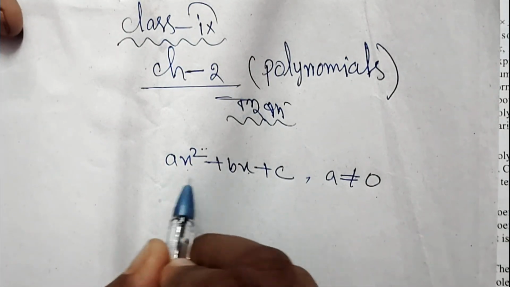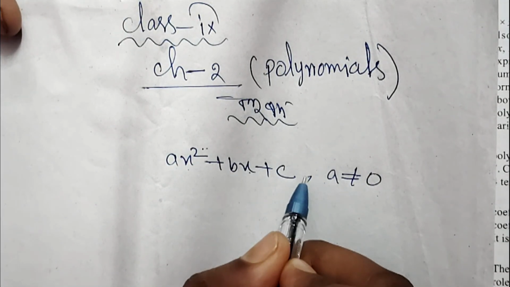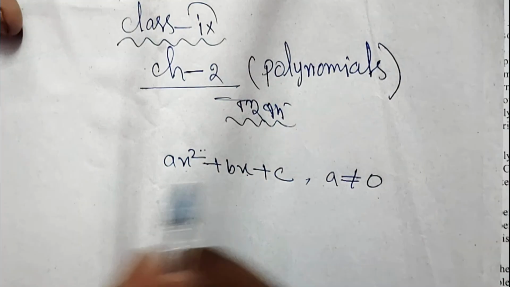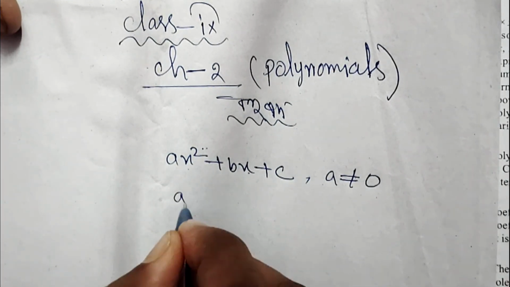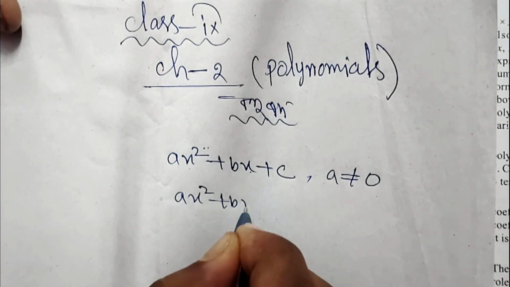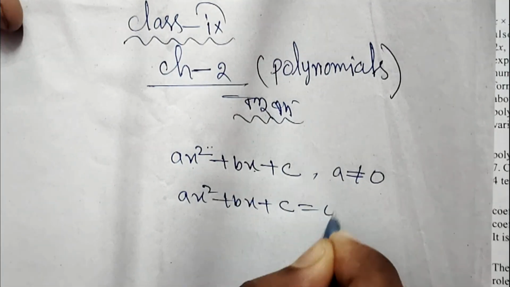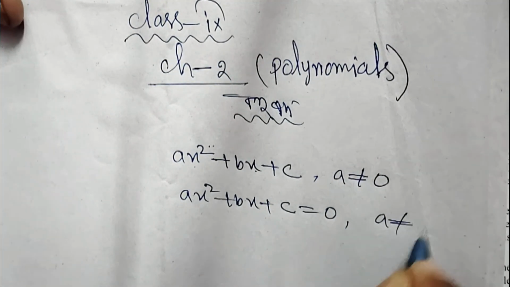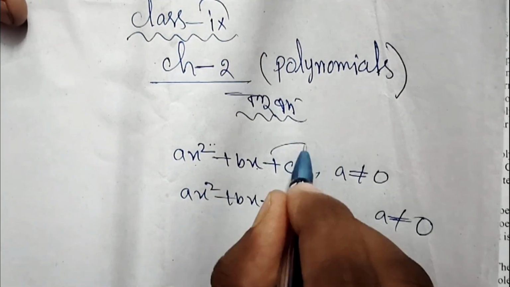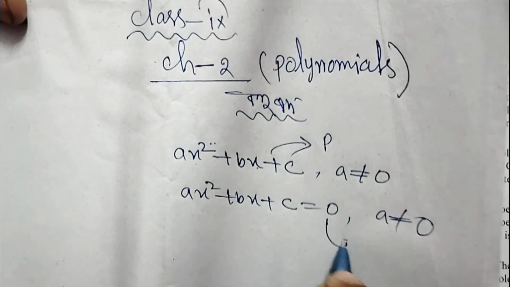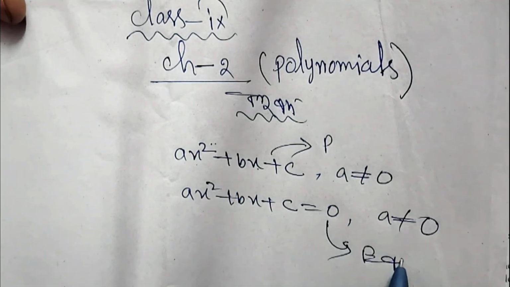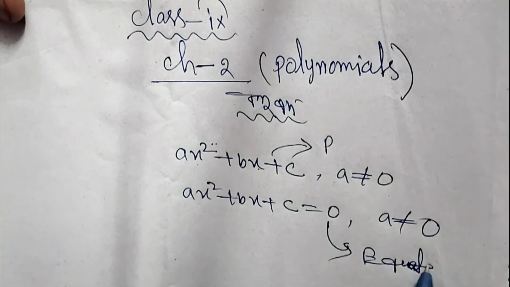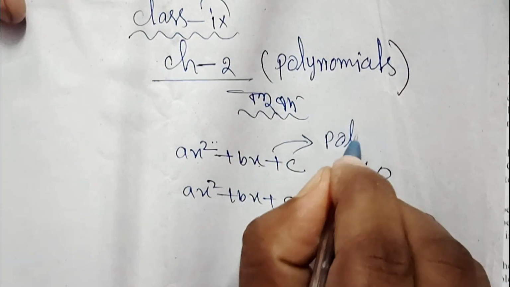So what is the difference between polynomial and equation? See, in a polynomial there is no equal sign. But in an equation, ax square plus bx plus c equal to 0, where a is not equal to 0, this one is the equation, and this one is the polynomial.